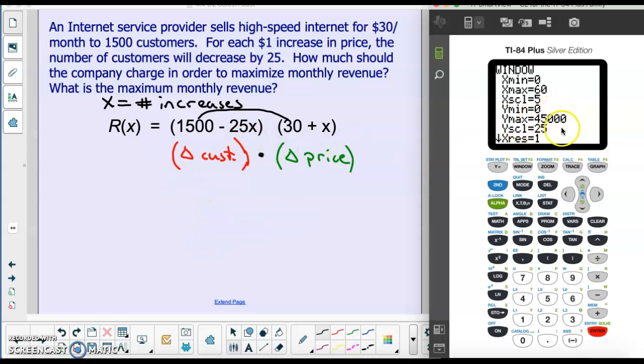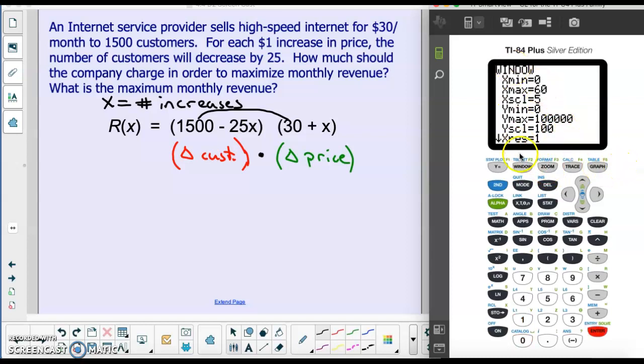If the y-intercept is 45,000, and I'm trying to find the maximum, the y-intercept is not the maximum, so it's clearly going to go higher than that. So I'm going to type in 100,000 as my max, and then you can see I scaled. Let's try going by 100s as the scale in this case.